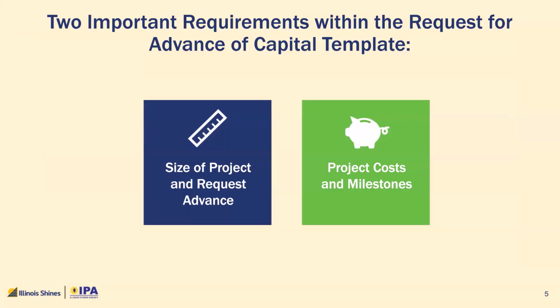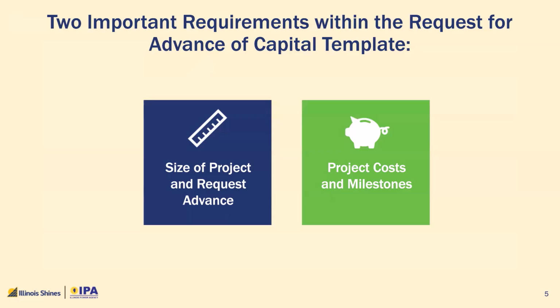There are two additional requirements within the Request for Advance of Capital template that are important in making a final determination on whether your request is approved or denied. First, the requester must state the size of their project in AC capacity and the type of project, whether DG or community solar. They must also state the total amount they are requesting. The scoring of this criteria is weighted in favor of DG and smaller projects, and for smaller requests.